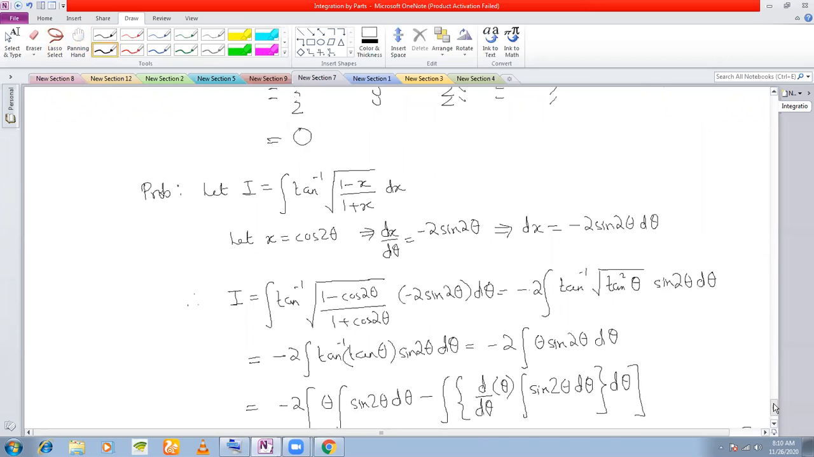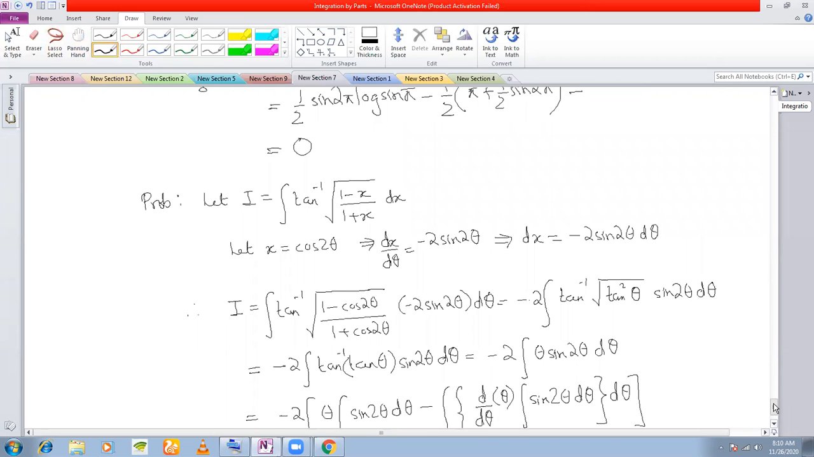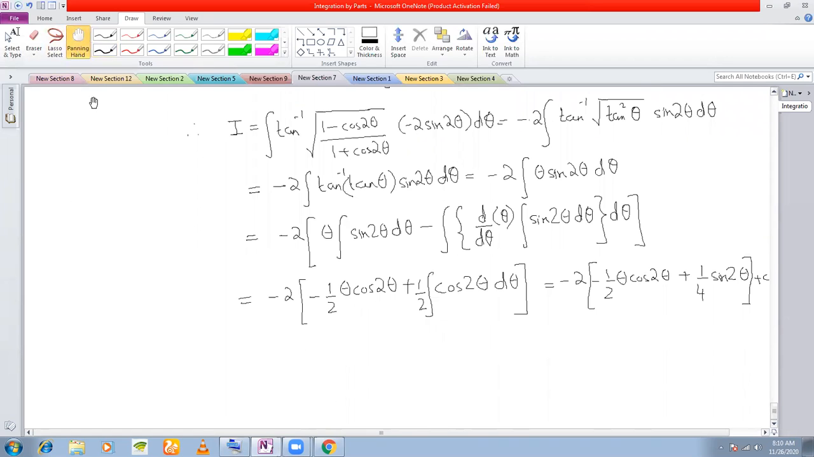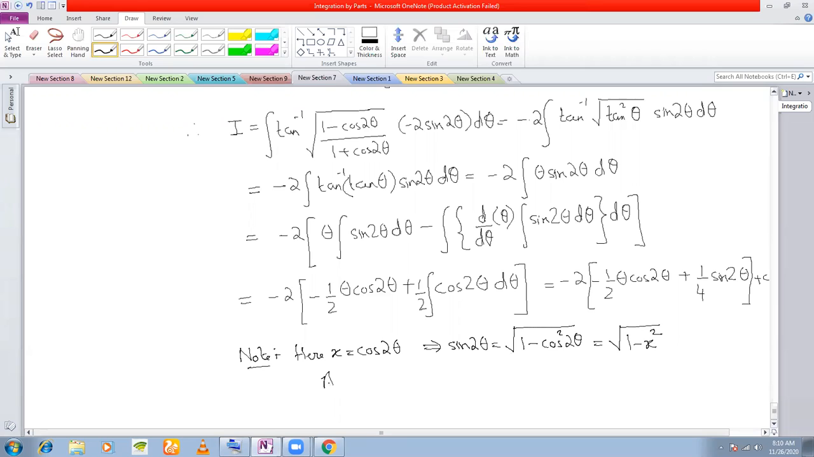What have we put? We have put x is equal to cos 2 theta. So note here x is equal to cos 2 theta. That means what should be sine 2 theta? Sine 2 theta should be root over of 1 minus cos square 2 theta. That means root over of 1 minus x square. And also, what is theta here? 2 theta is cos inverse x, right? And what is theta? Half cos inverse x, right?